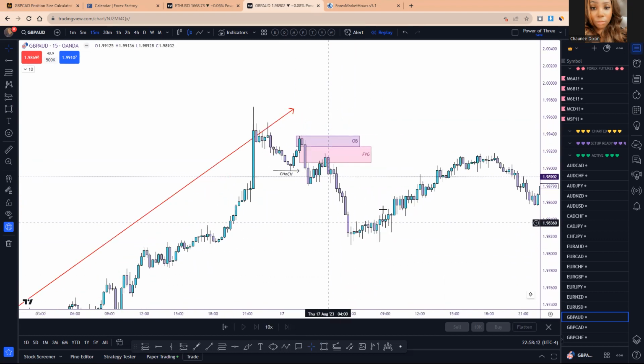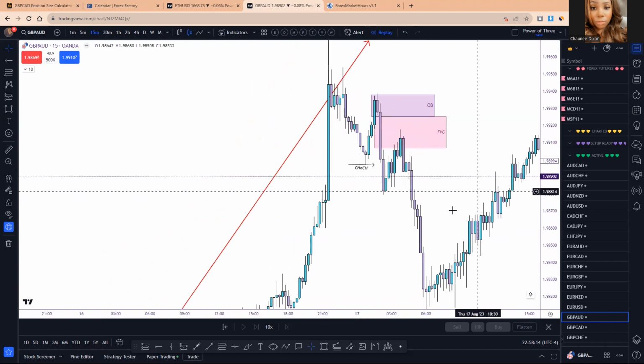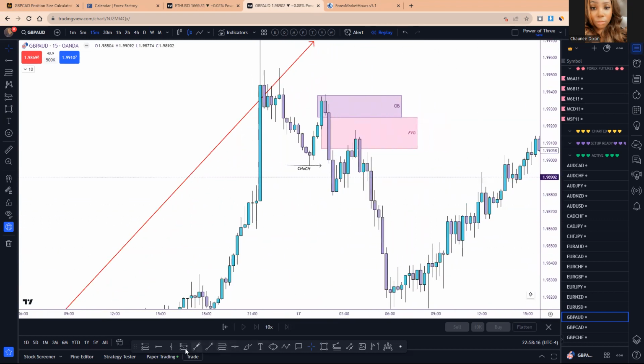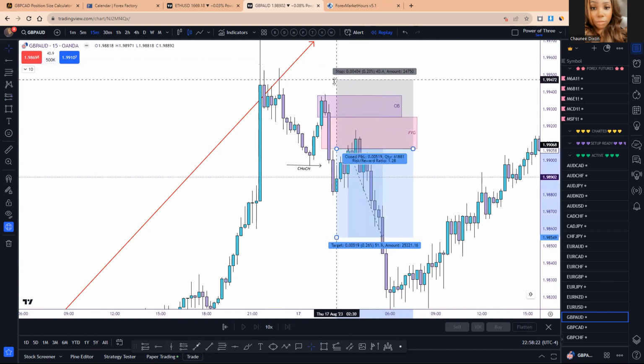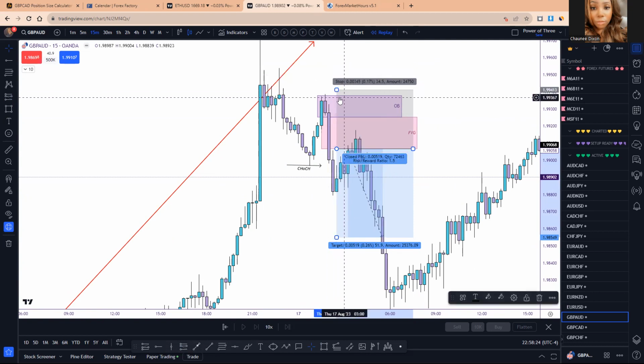Okay, so I'm an aggressive entry trader. So my entry would have been right here, right off of the zone. Then I brought my stop loss above the order block. Now, this is a 34.5 pip stop loss. What did I say I do if the stop loss is too huge on my 15-minute?